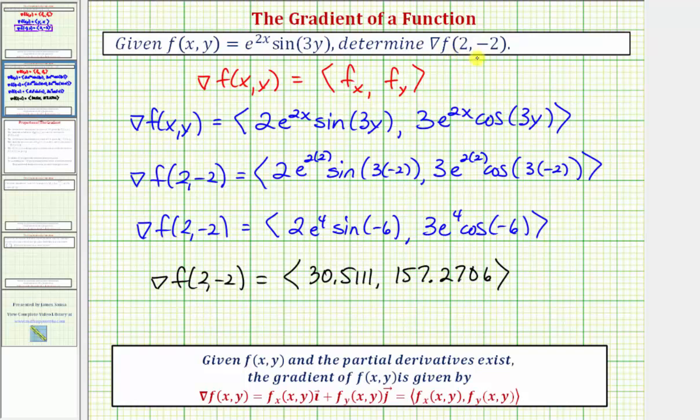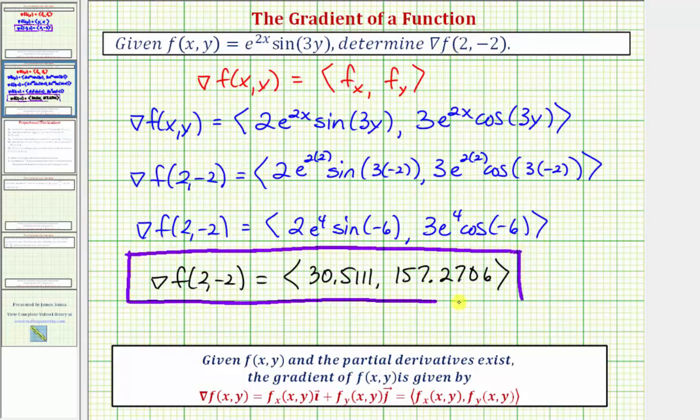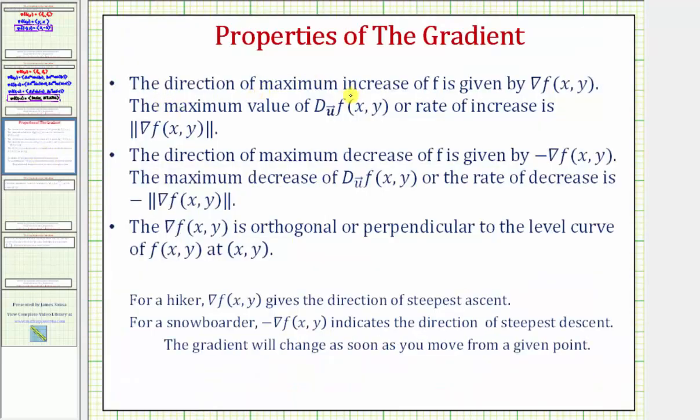So now that we have the gradient of f at the point (2, -2), let's review what this means. Remember, f of x comma y would define a surface, and we just found the gradient at the point (2, -2), which tells us the direction of maximum increase of f is given by the gradient of f at the point x comma y. So we just found the direction of maximum increase of our function at the point (2, -2).